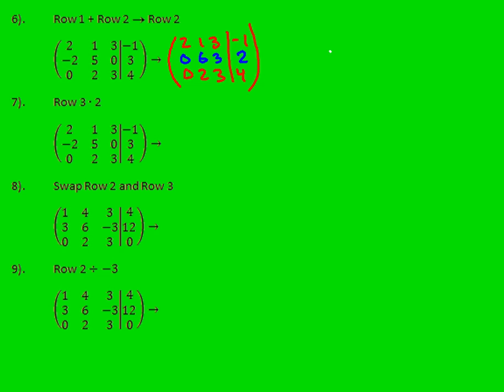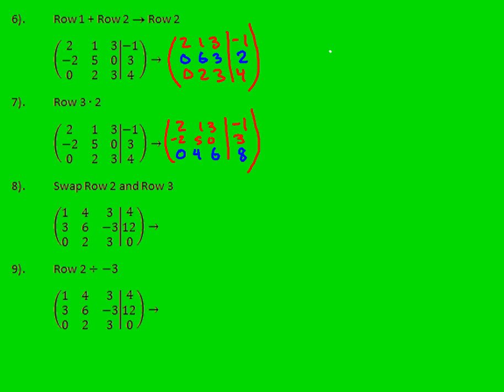Okay, in number 2, all we're doing here is taking row 3 and multiplying that by 2. So, again, the first 2 rows in this case are not changing. The last row is what will change. And what I'm going to have here, when I multiply row 3 by 2, I'll get 0, 4, 6, and 8. Just like that.